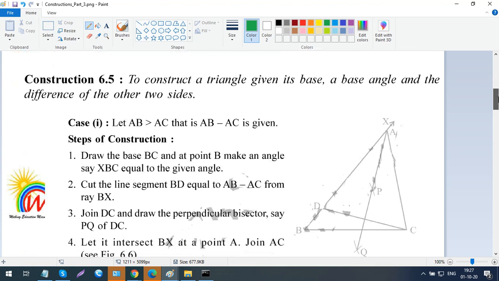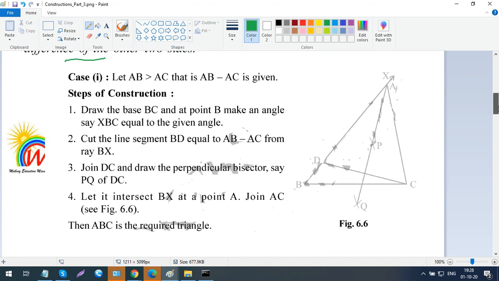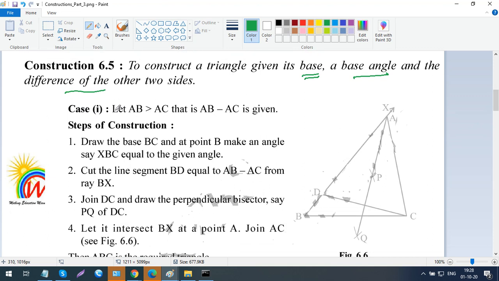Now we'll come to the next one. To construct a triangle given its base, again a base is given, a base angle is given, and the difference of the two sides is given. It's not addition, it's difference, the subtraction of two sides. So if they are talking about ABC, there are two cases, because AB could be greater than AC or AC could be greater than AB, right?